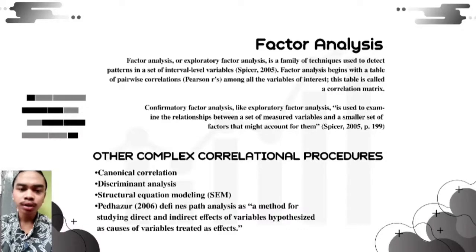Canonical correlation is a generalization of multiple regression that adds more than one dependent variable or criterion to the prediction equation. For more information on canonical correlation, see Thompson in 1984. Discriminant analysis is a statistical procedure related to multiple regression, but it differs in that the criterion is a categorical variable rather than a continuous one. A good source for this procedure is Huberty in 1994.